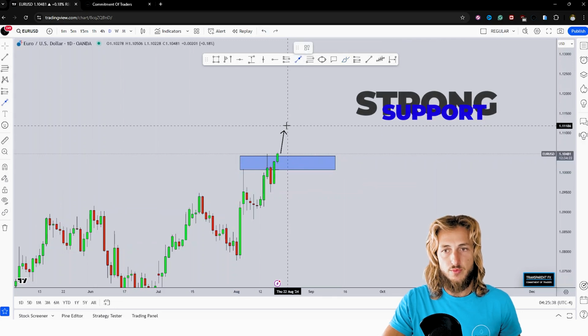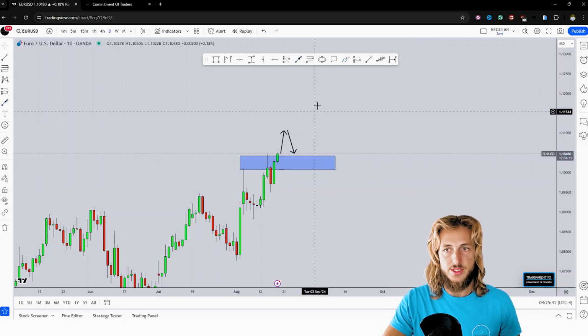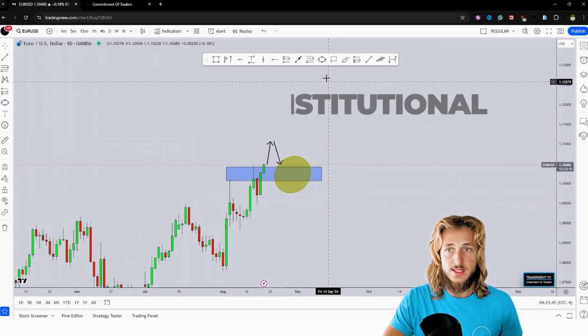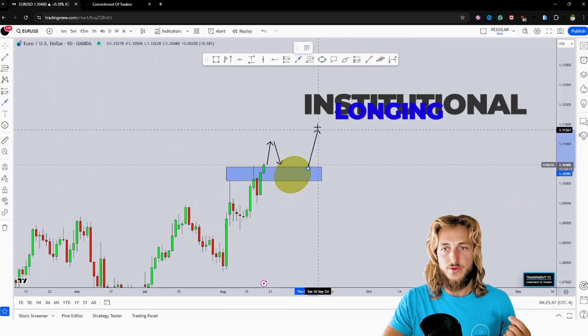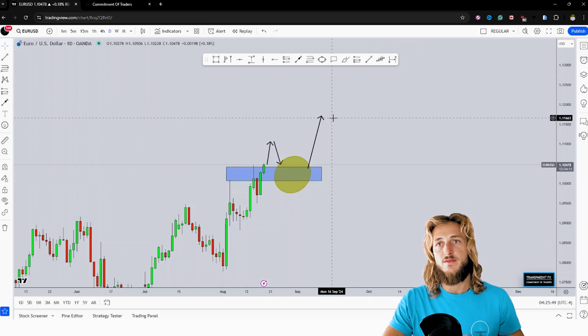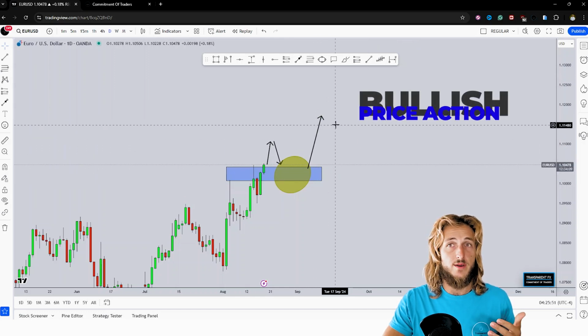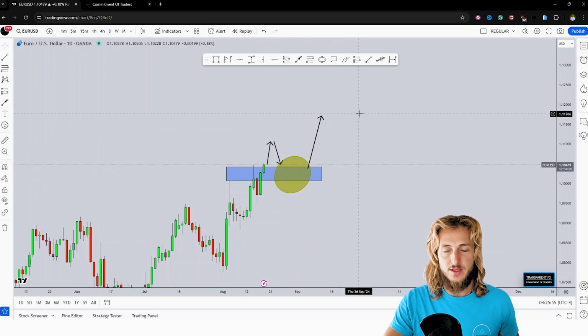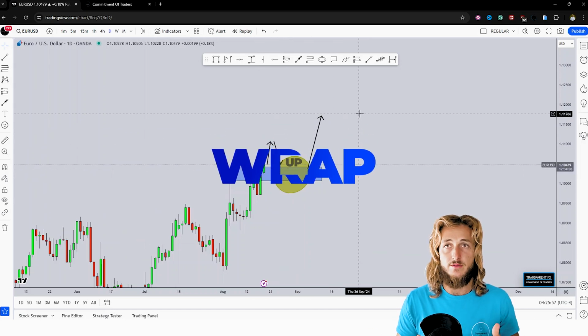So if we do get the break on the retest of the previous resistance turned support, this is where there is good probability of seeing more institutional longing, which at that point could further increase the probabilities of a potential rejection to the upside away from this level. So if we get this break and retest, what would I expect? Well, as usual, trading is reactive and not predictive.